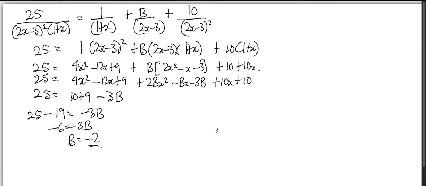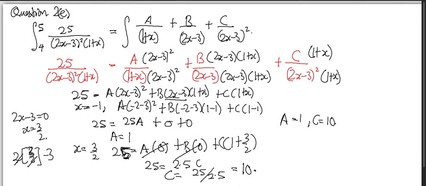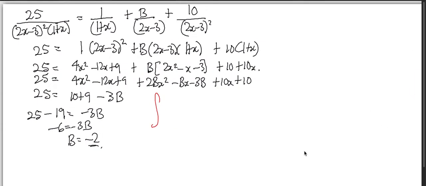Okay, so once we have got all the values, now I can rewrite the equation. So rewriting the equation, what do we have? We have 25 over (2x minus 3) squared times (1 plus x) equals, so a, which is 1, 1 over 1 plus x, and then b, which is minus 2 over 2x minus 3, and finally I have 10 over (2x minus 3) squared.